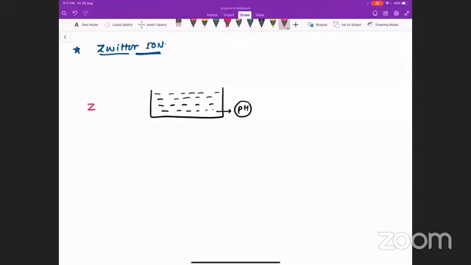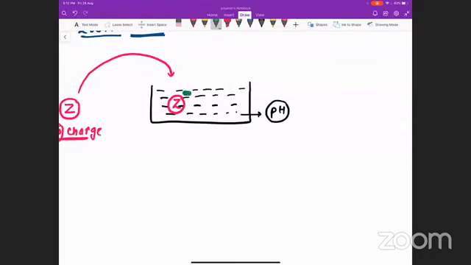We take a special molecule. Currently, there is no charge on this molecule Z. No charge. I add this Z molecule into this solution. When I add the Z molecule to this solution, what I notice is there is formation of one positive charge. At the same time, there is also formation of one negative charge.